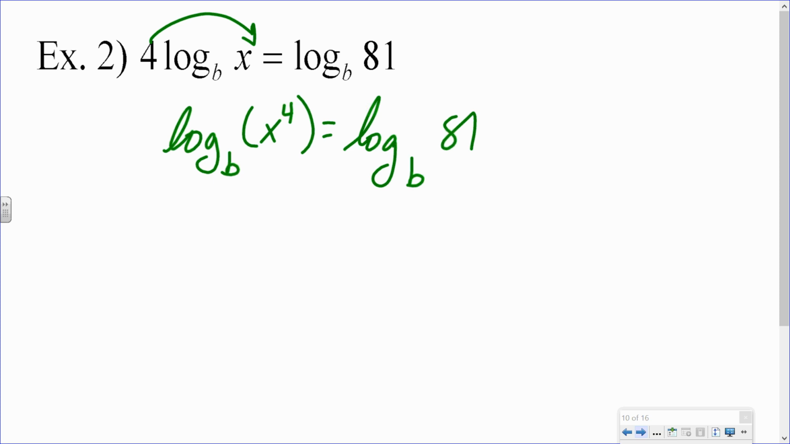Okay, because it's log equals log, I can say that the arguments are equal because if I take the exponential with a base of b, b to the log base b will cancel out on both sides. x to the 4th is 81. What do I need to do to solve a problem that says x to the 4th equals? What do I need to do now, Hope?